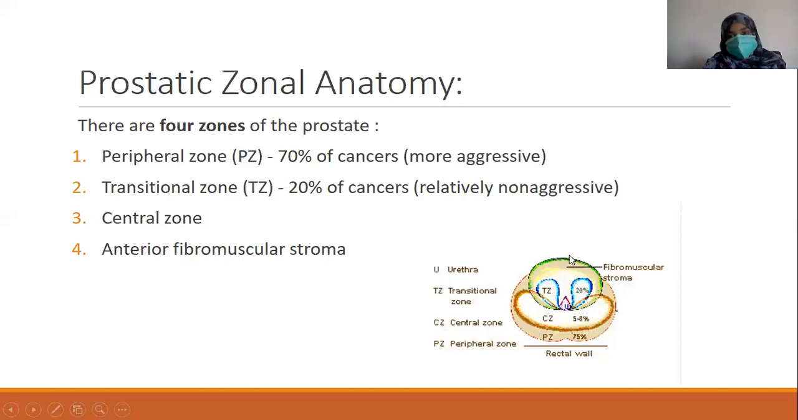So what is the importance of these zones? The peripheral zone is important because most of the aggressive malignant tumors arise from this zone. So whenever you get a scenario in which there is a tumor in the peripheral zone, you should think that it must be a malignant tumor. In the transitional zone, most of the tumors that arise are benign in nature. Benign prostatic hyperplasia arises from the transitional zone. This is what you have to memorize.